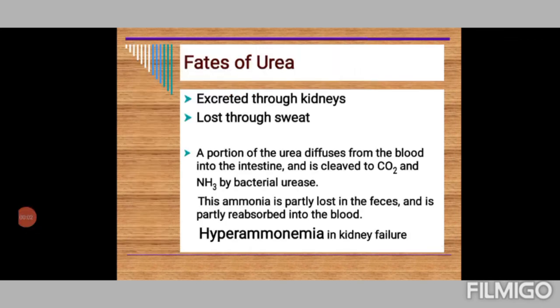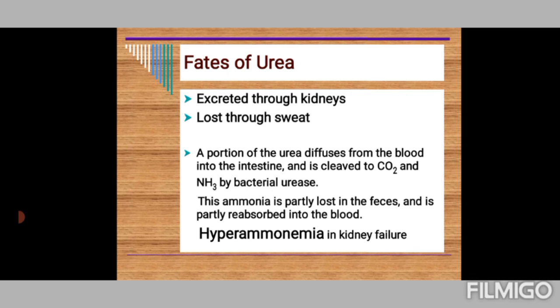Now, urea is normally excreted through kidneys, and a small amount is lost through sweat also. Urea diffuses from the liver and is transported in the blood to the kidneys, where it is filtered and excreted in the urine. But a portion of the urea carried by blood diffuses from blood into the intestine. And in the intestine, it is broken down to carbon dioxide and ammonia by the action of the bacterial urease present in the intestine. So this ammonia which is released is partly lost in feces, but a significant part of it is reabsorbed into the blood. So ammonia can reach the blood.